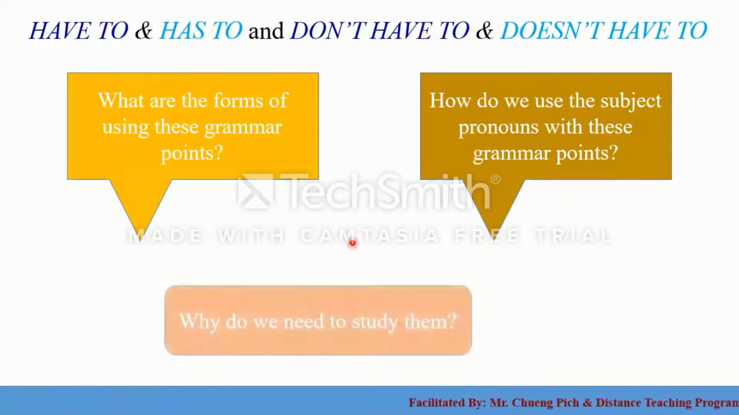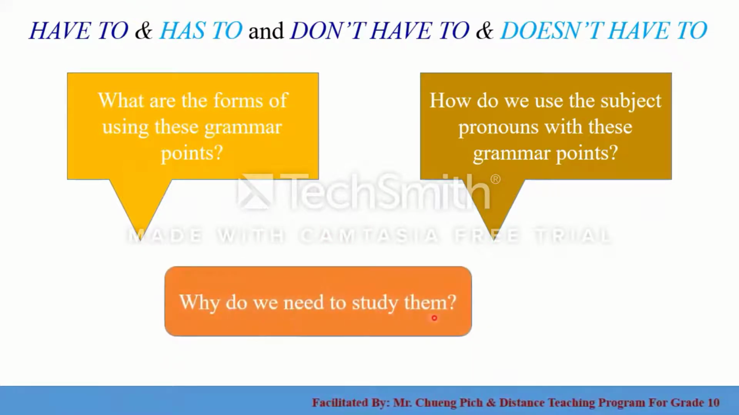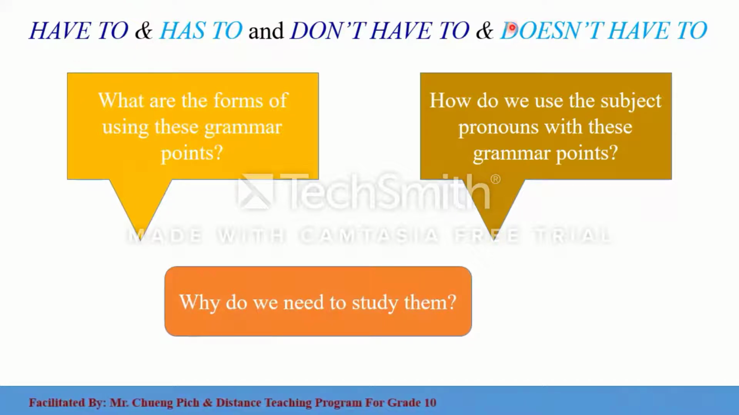The last question I want to ask you: why do we need to study them? Why do we need to study these phrases? Have to, has to, don't have to, and doesn't have to. Keep it in your mind and try to think independently, yeah? And I hope that you will come up with the idea. So let's go along with me on this one.